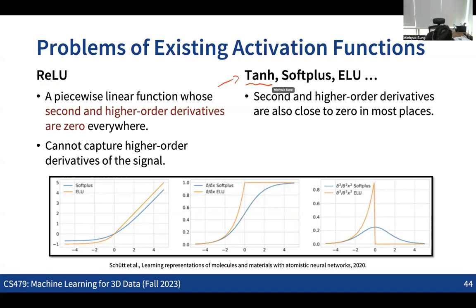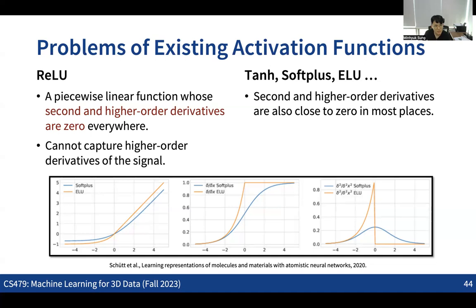If we see how the other activation functions are introduced, those are simple functions that are quite similar to the ReLU, which is not piecewise linear, but their second and higher order derivatives also become almost zero for most of the places. Which means that using this kind of activation function in the linear layers, it's almost impossible to reconstruct a function having high frequency details, whose second and higher order derivatives are not zero for most of the places.